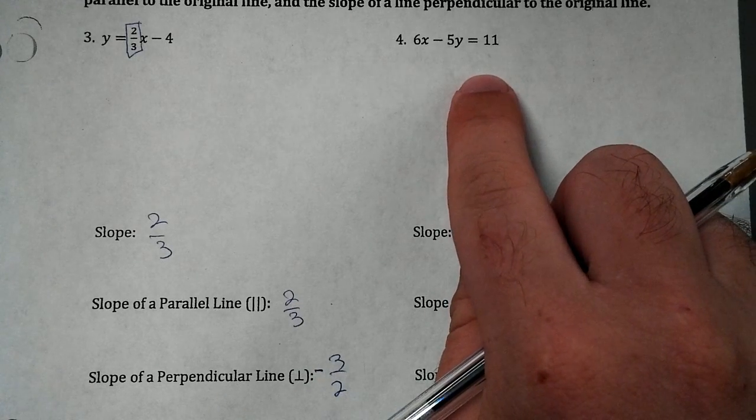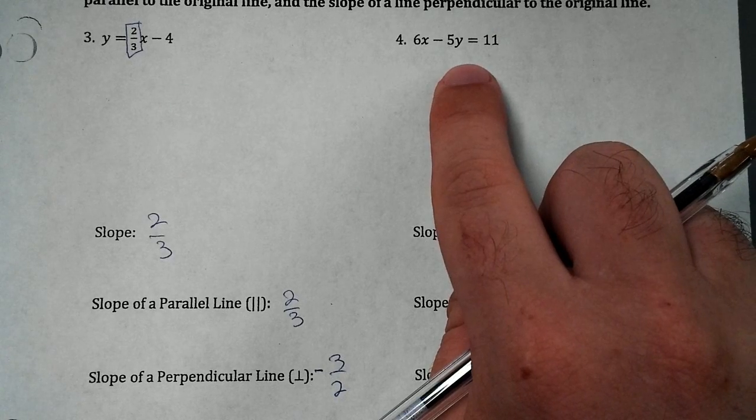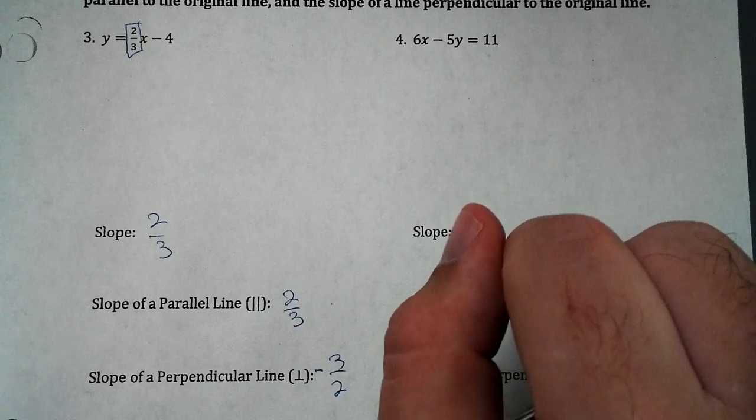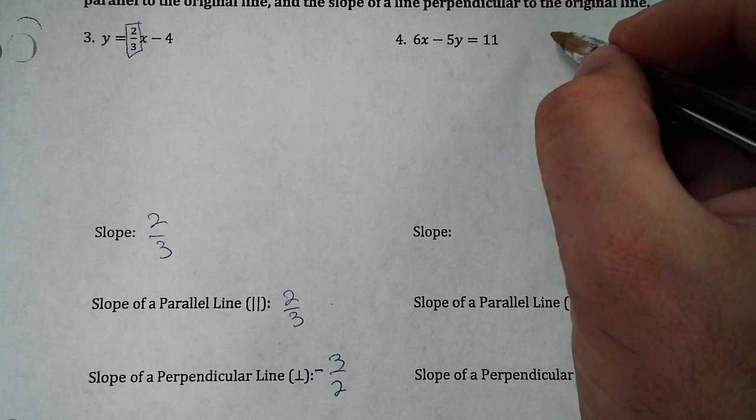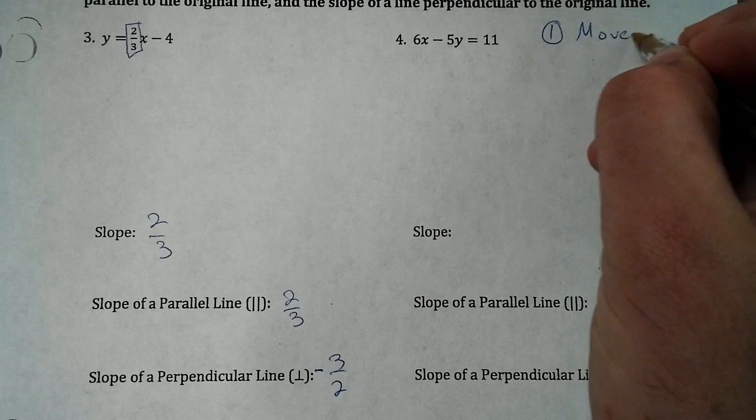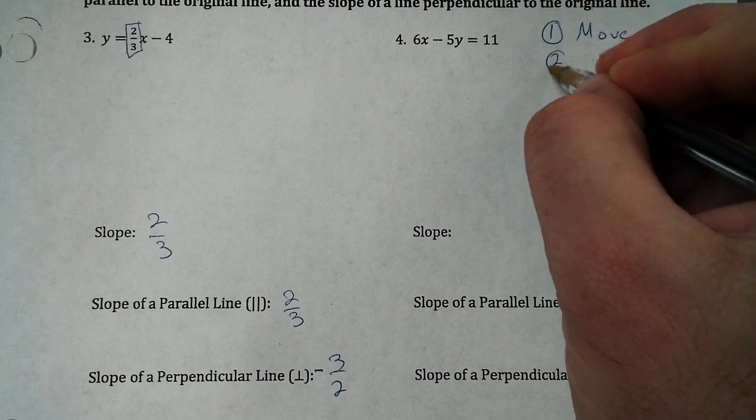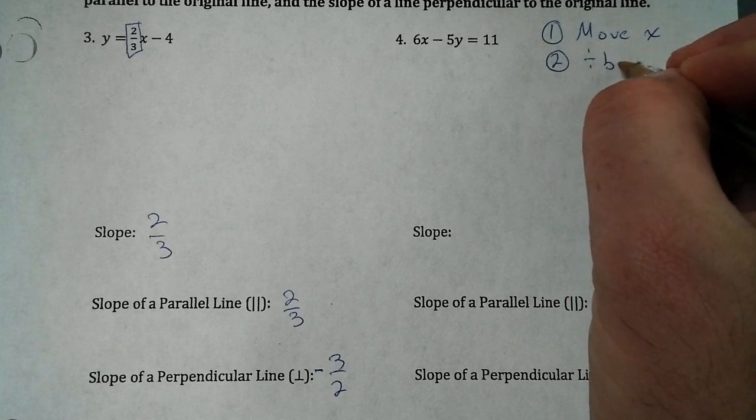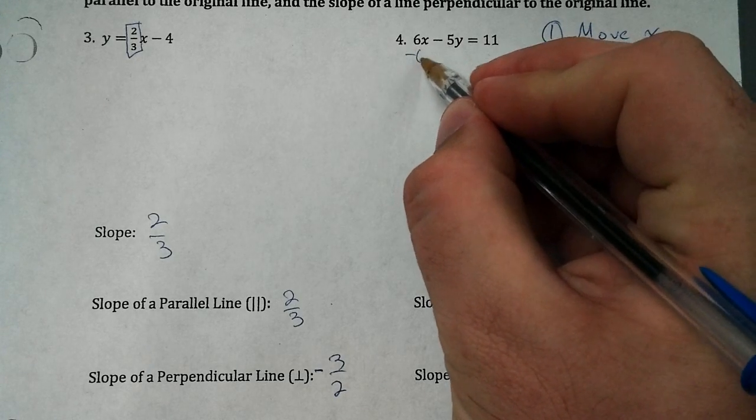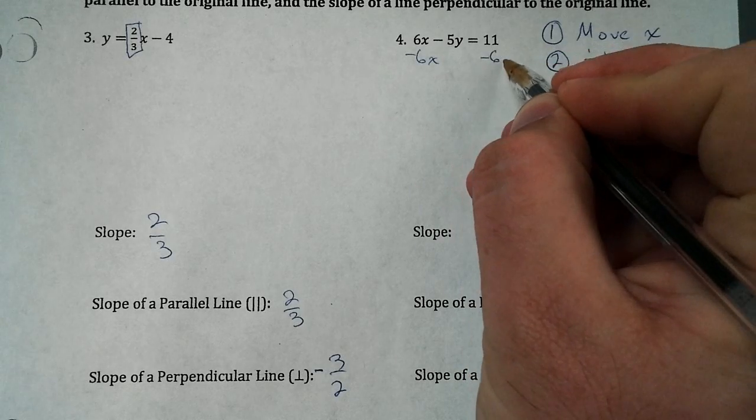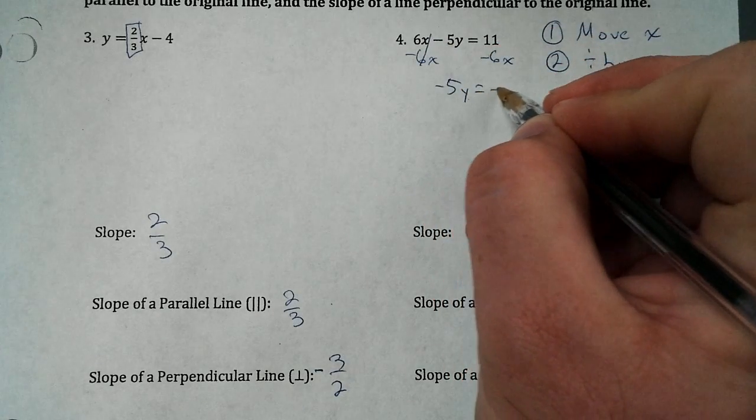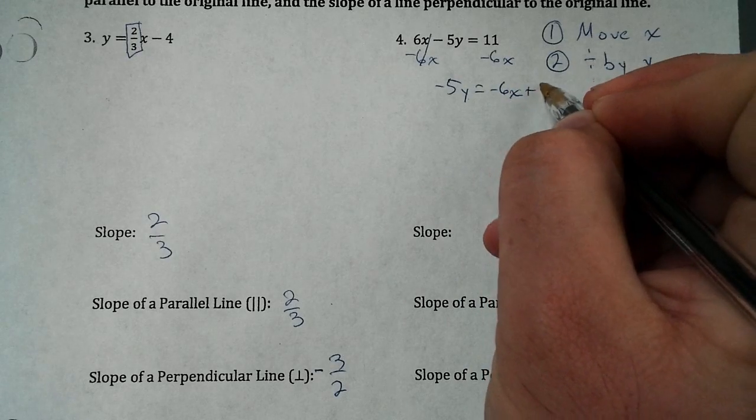Now, on number 4, this one's in standard form. So, do we have a slope of 6? No, we don't. We're going to have to change it into y equals. We have 2 steps. First step, move the x. Second step, divide by y. So to move this 6x, I'm going to subtract 6x. We get negative 5y equals negative 6x plus 11.